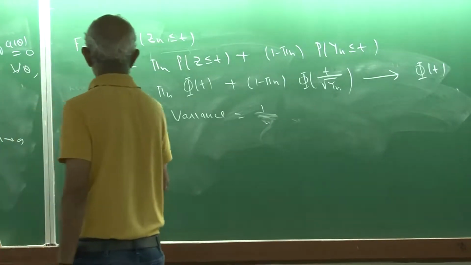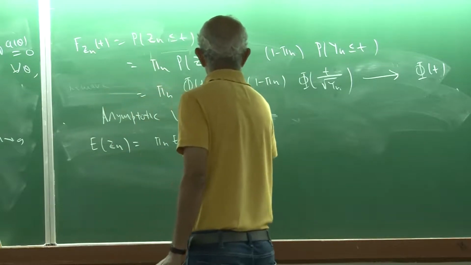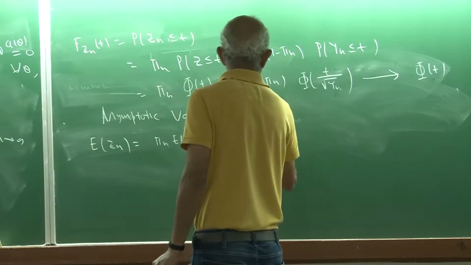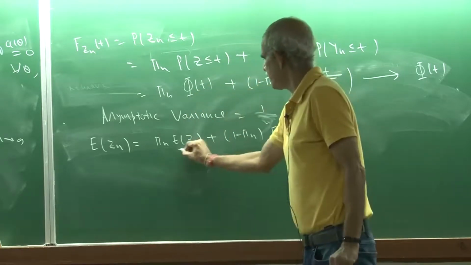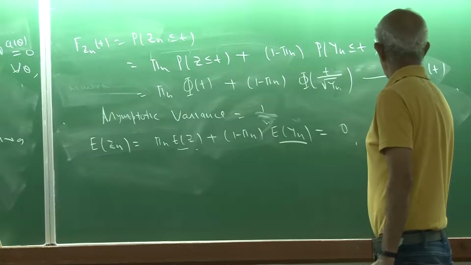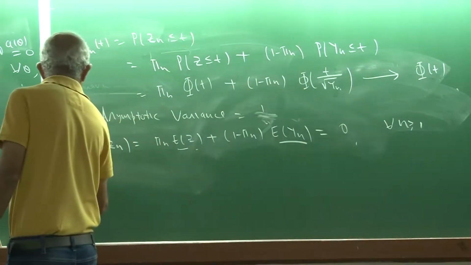Expected value of Zn would be nothing but pi n times expected value of Z plus 1 minus pi n times expected value of Yn. Expected value of Yn is 0, expected value of Z is 0, so this is 0 for every n greater than or equal to 1. What is the variance of Zn?